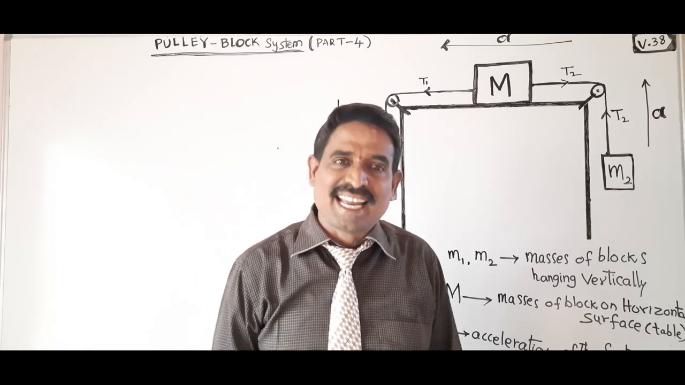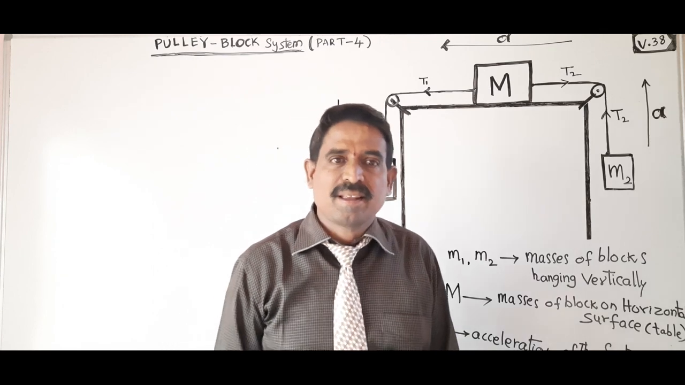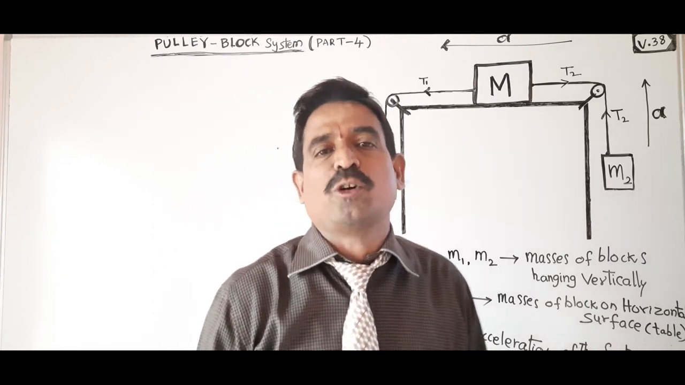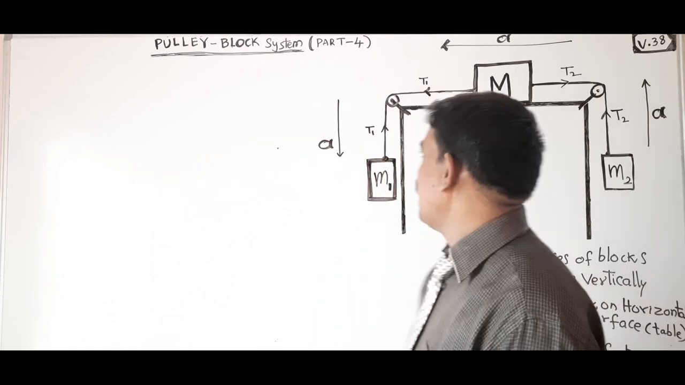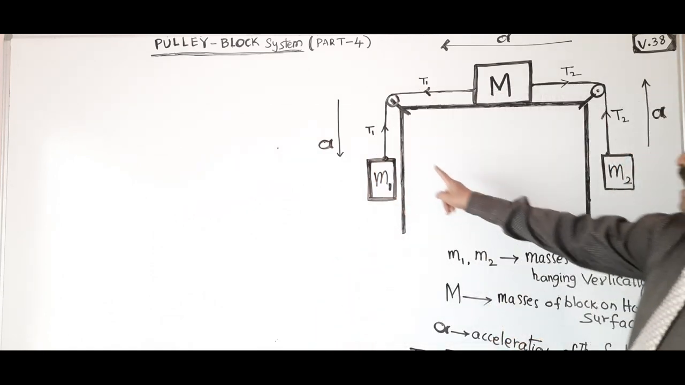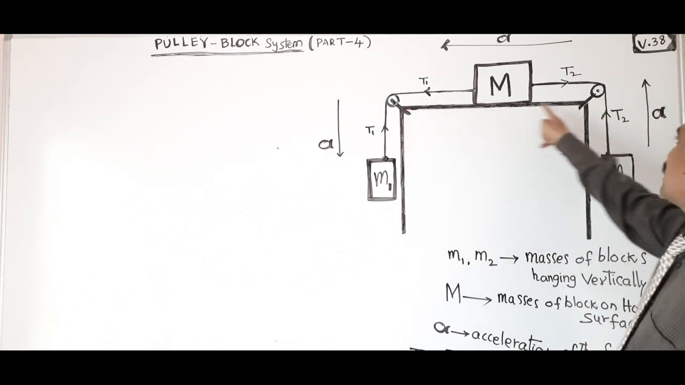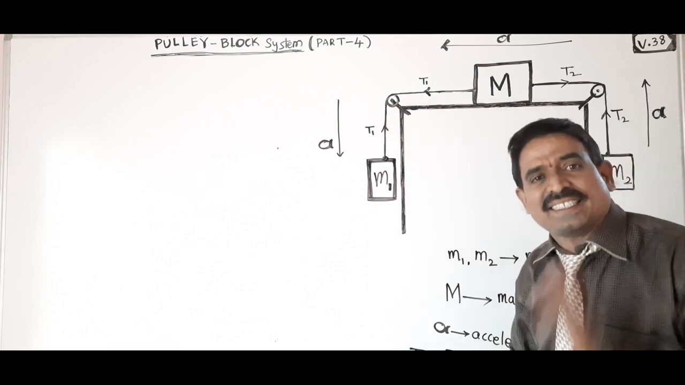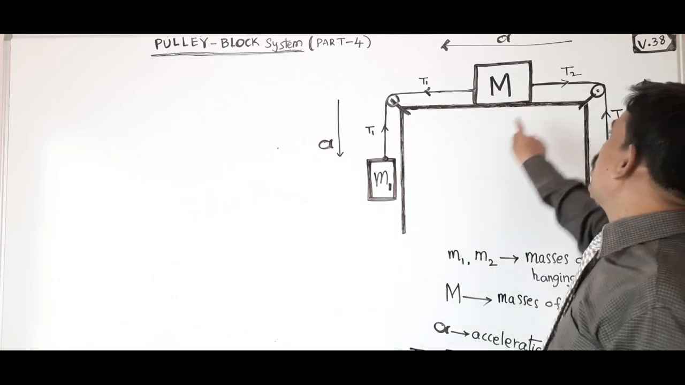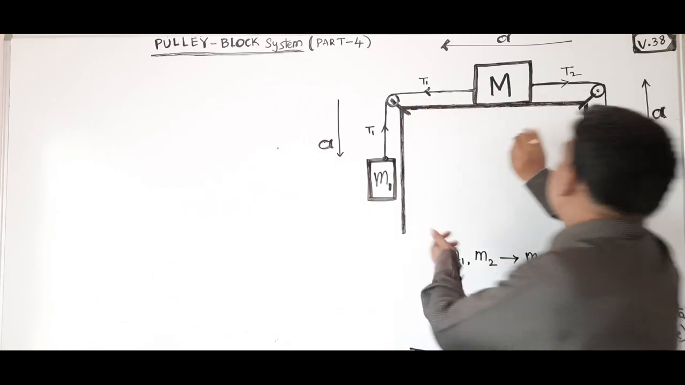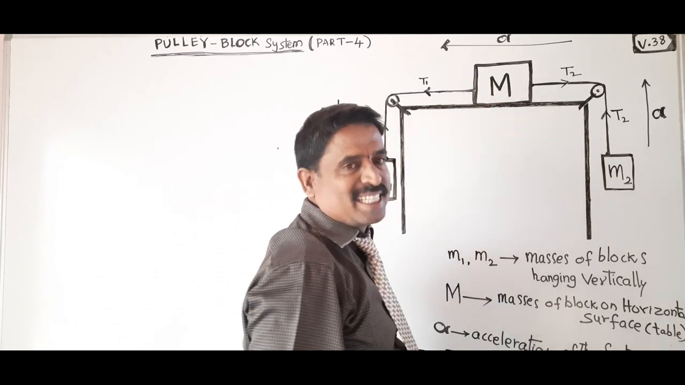Today, I am discussing the pulley-block system of Newton's laws of motion, chapter 11, class 11 physics. Now, please listen. It is a smooth horizontal table, a smooth horizontal surface. Smooth surface means what? No frictional force. There is no opposing force between these two surfaces.